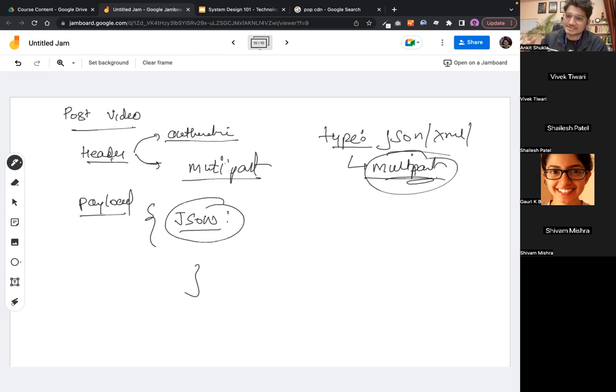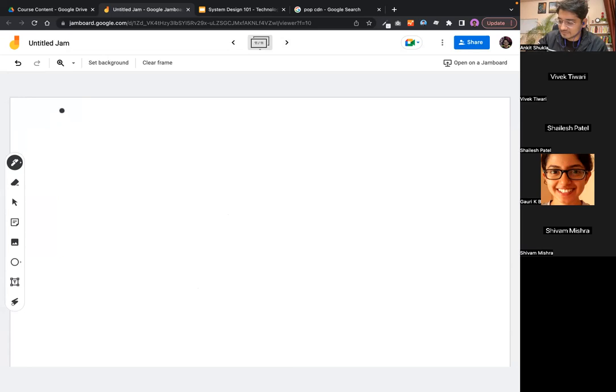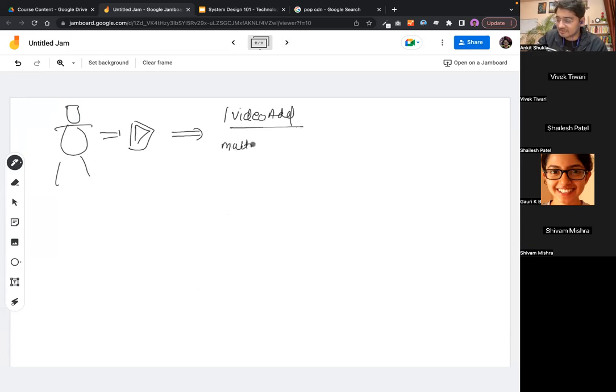It is going to make sure that it is storing it somewhere, in the file system. Now after that, what will happen? This is the user. They have gone ahead and uploaded the video. When they have uploaded the video, YouTube or Facebook will accept the video through a video add URL. It will send the multi-part type and the file would be sent.